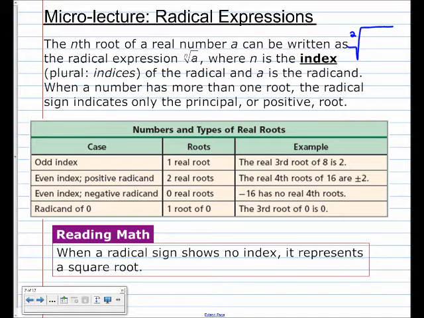So anytime it's not a square root, if it's a cube root, fourth root, fifth root, sixth root, whatever it is, then you need to put whatever that number is in the index. So that is the index. All right? The plural is indices. That's fun, right? Indices. All right.